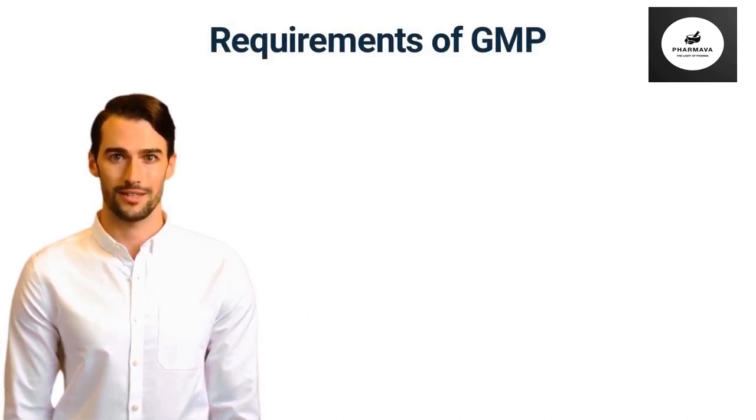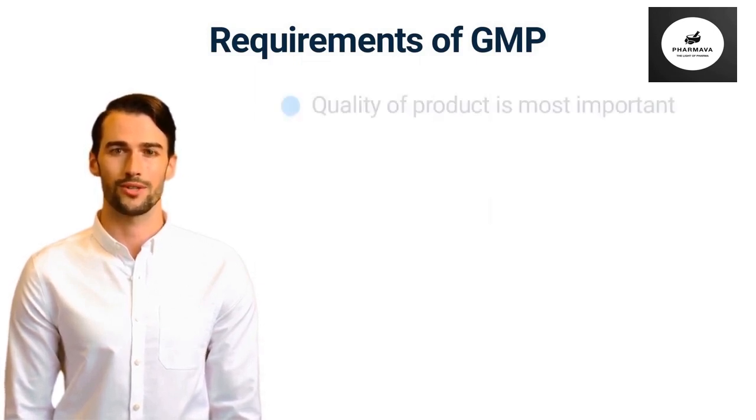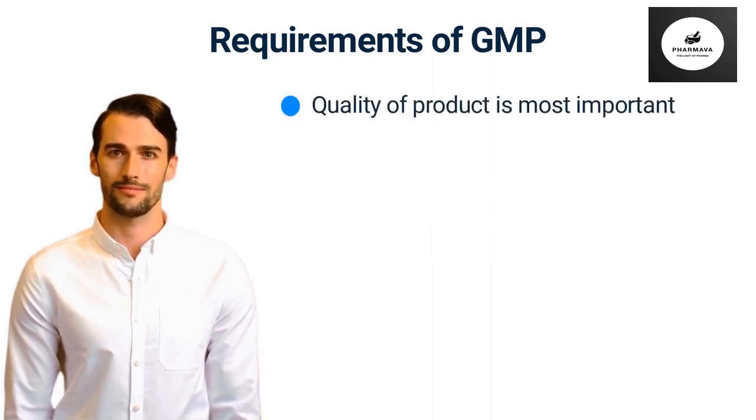GMP is a set of guidelines, and these standards are mandatory to be followed by a pharmaceutical company to produce safe and quality products. The GMP is mainly based on the principles of safety and quality. The most important part of GMP is quality. Pharmaceutical products must be free from contamination and must comply with the standard specification. Products that do not meet the specification may be ineffective and unsafe for the consumer.